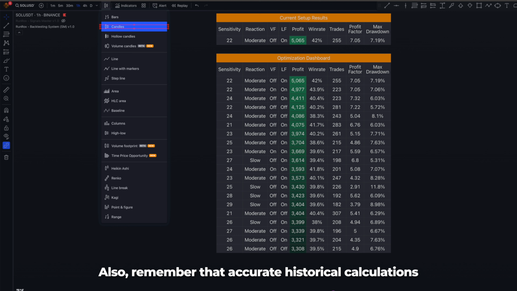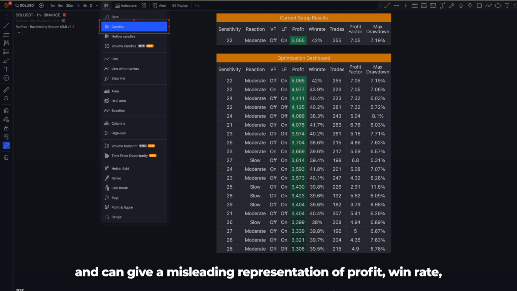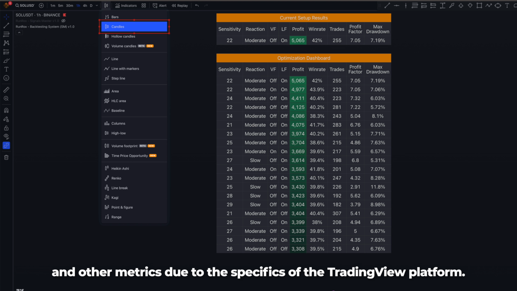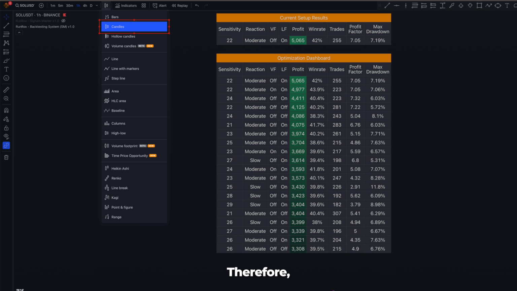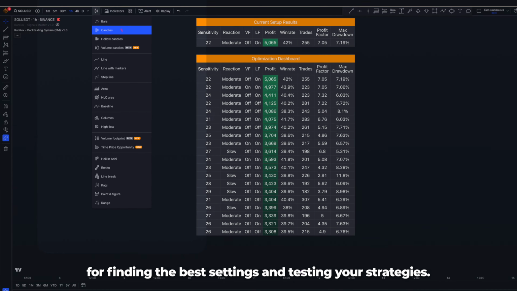Also remember that accurate historical calculations can only be obtained using Japanese candlesticks. Candlestick types like Heikin Ashi do not provide reliable statistics and can give a misleading representation of profit, win rate, and other metrics due to the specifics of the TradingView platform. Therefore, we recommend using only standard Japanese candlesticks for finding the best settings and testing your strategies.